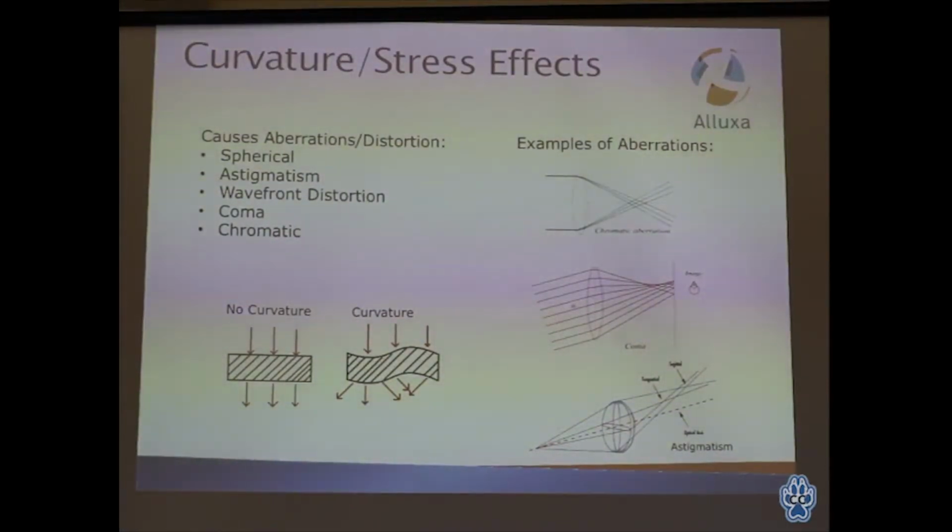An example of a coma is, as you see here, it comes into focus at different planes. It's basically based off of a spherical aberration, but it comes into focus more at this point here and kind of rings out. And again, I just discussed the astigmatism.